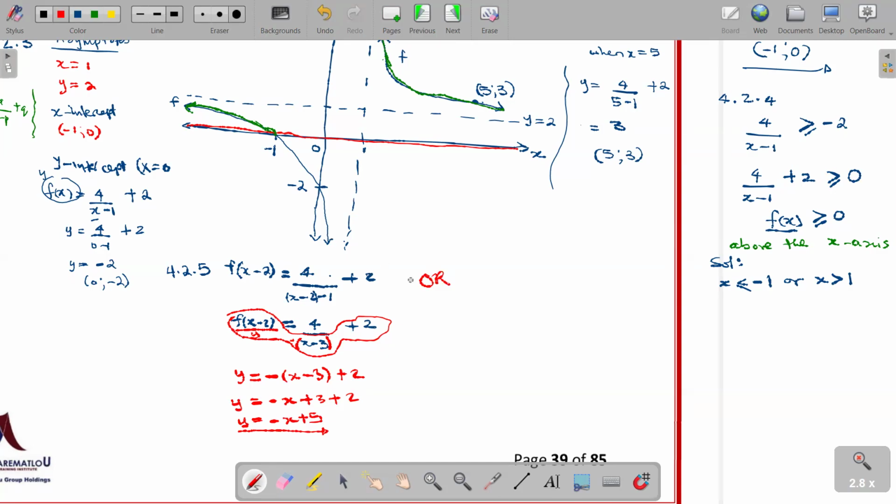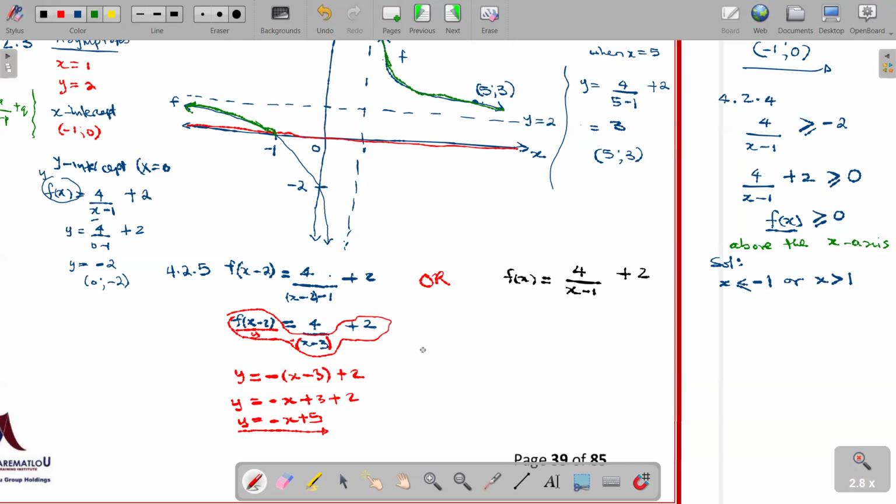It was possible that we were just going to take our f(x) as it is. So our f(x) is equal to 4 over x minus 1 plus 2. Then, first we have to get the equation of the axis of symmetry having negative gradient of this.